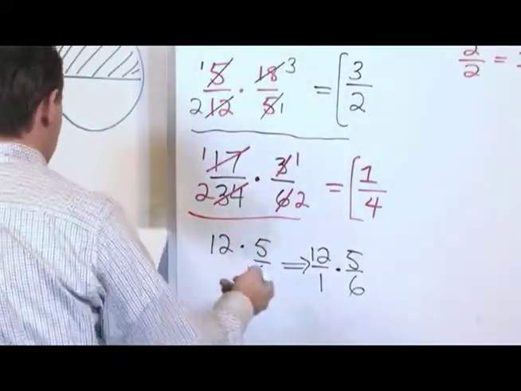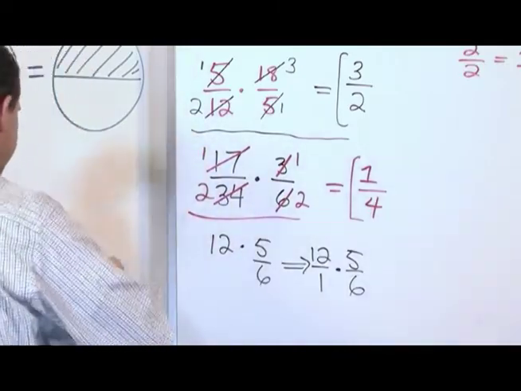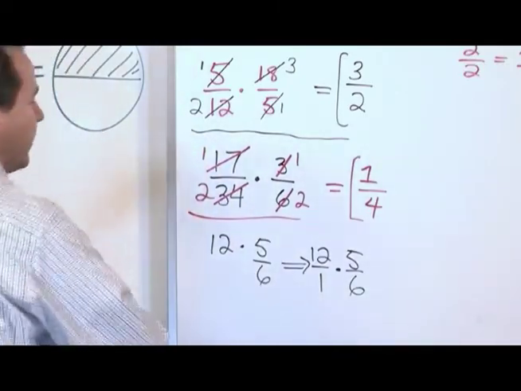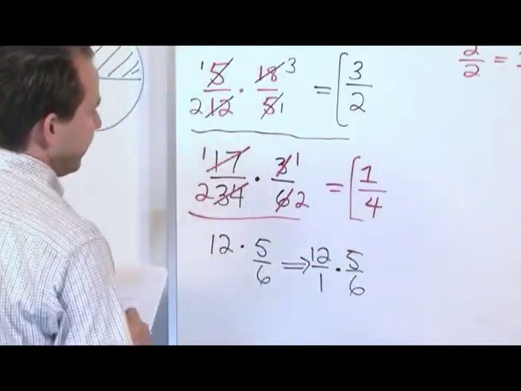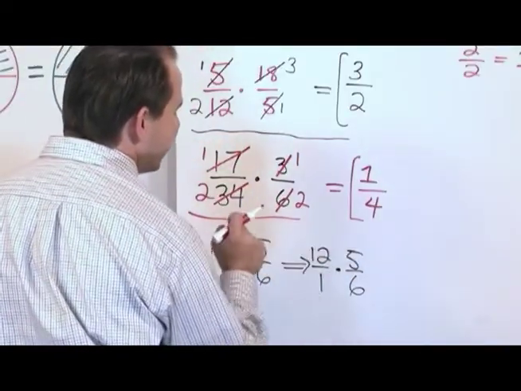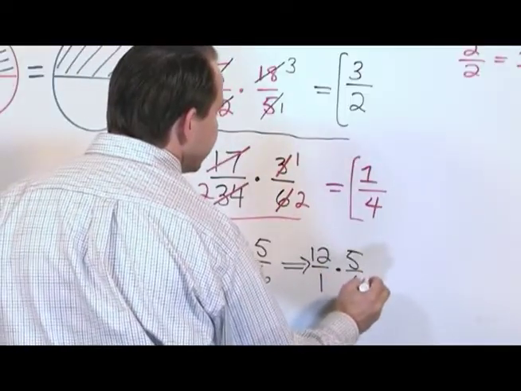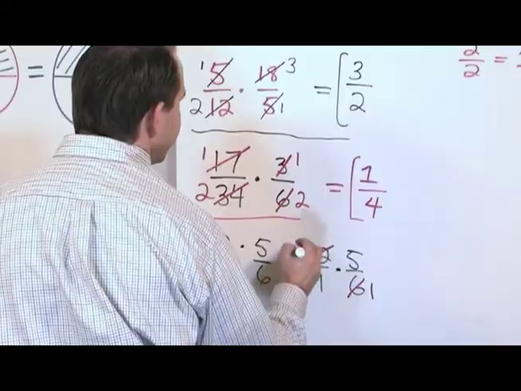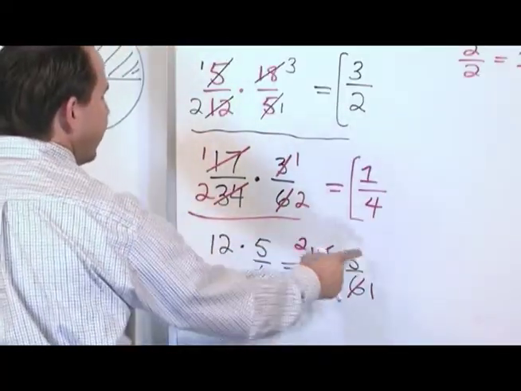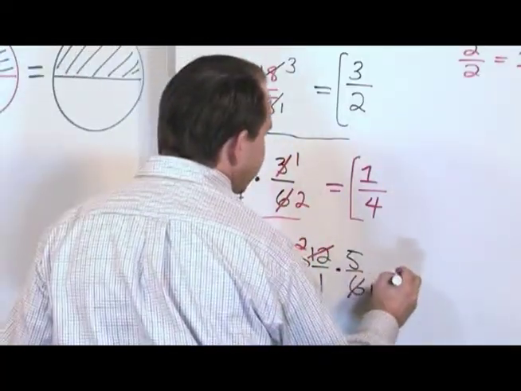So here I have 12/1 times 5/6. And I'm trying to pre-simplify this. I'm noticing the 12 and the 6 are easy targets. I can divide both of these by 6. 6 divided by 6 is 1. 12 divided by 6 is 2. Now I can't do anything else with the 5 or anything, so I'm basically done.